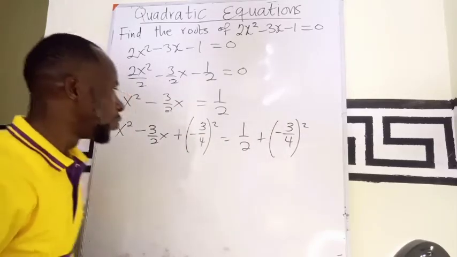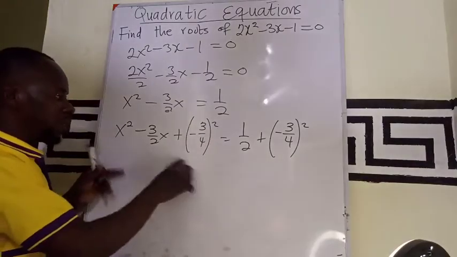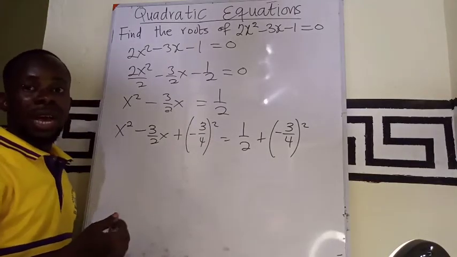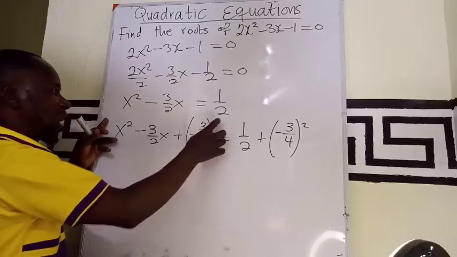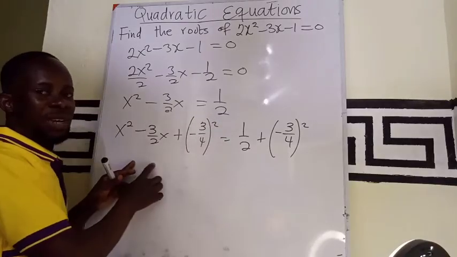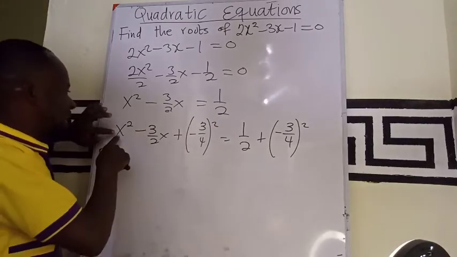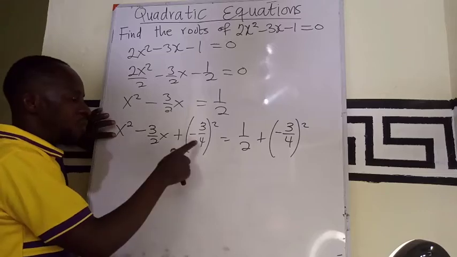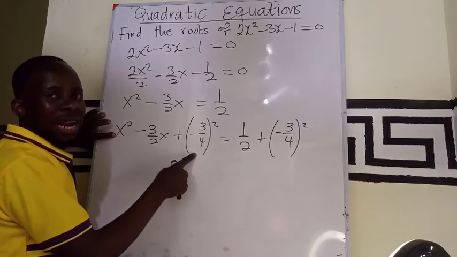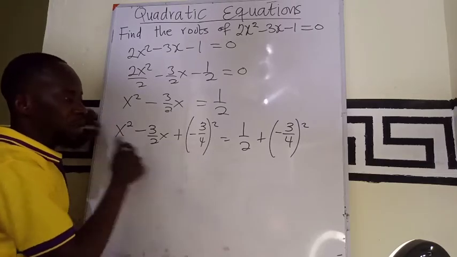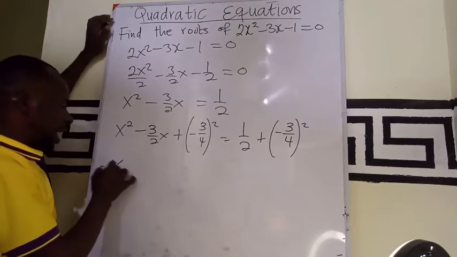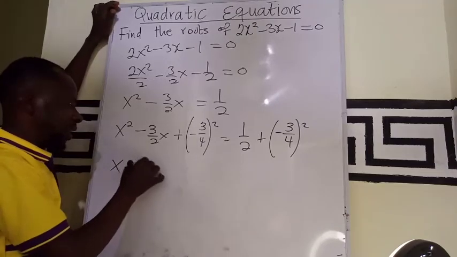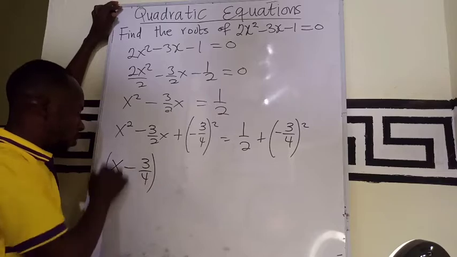Because whatever I add to the left, I've added to the right, so the equation remains the same. So now, from the first episode, we were told that if you have anything on your left, it is nothing but the square of the first term and the second term, because this is a polynomial. So it's going to be x, this is minus 3 on 4 all squared.